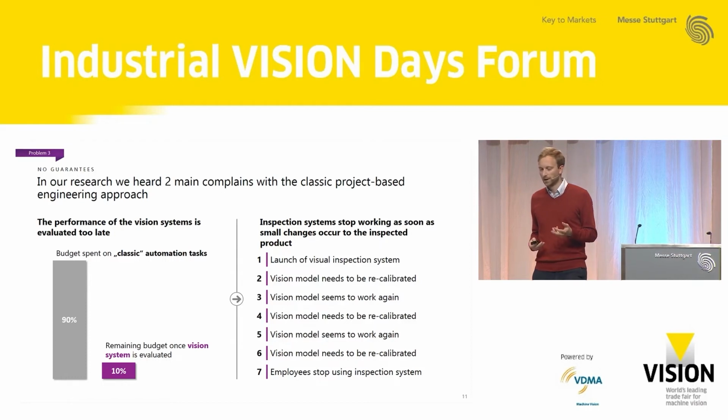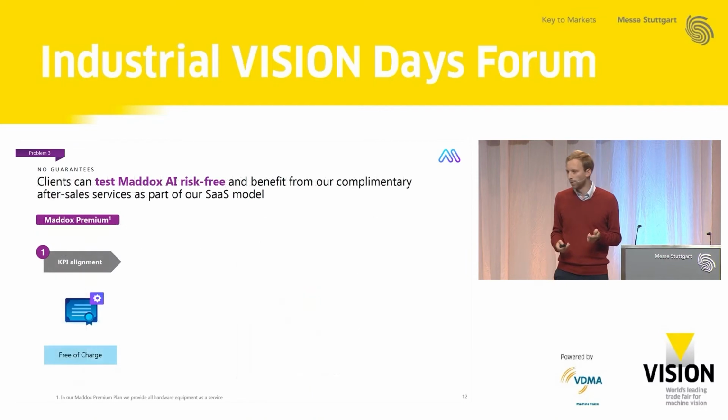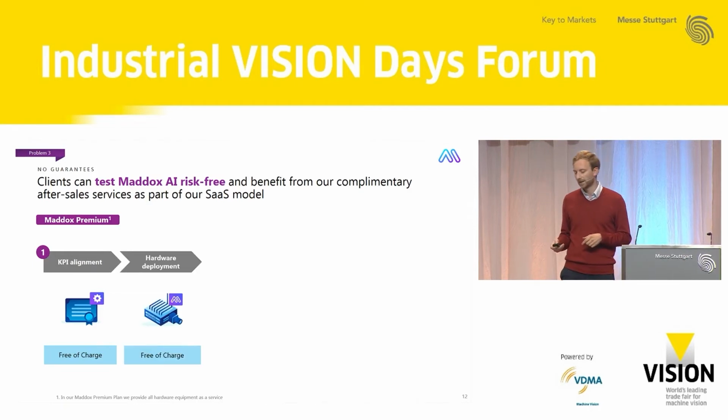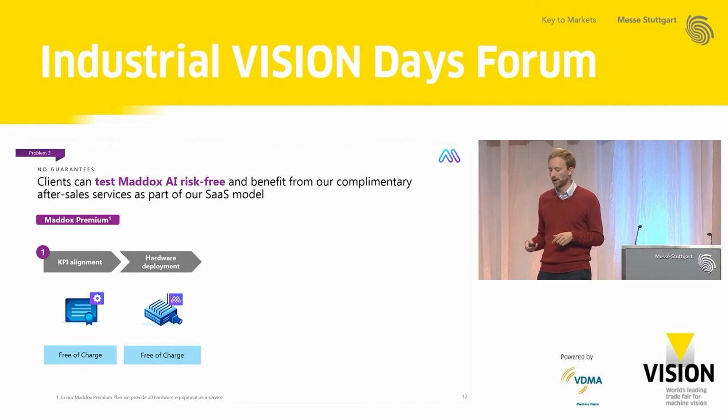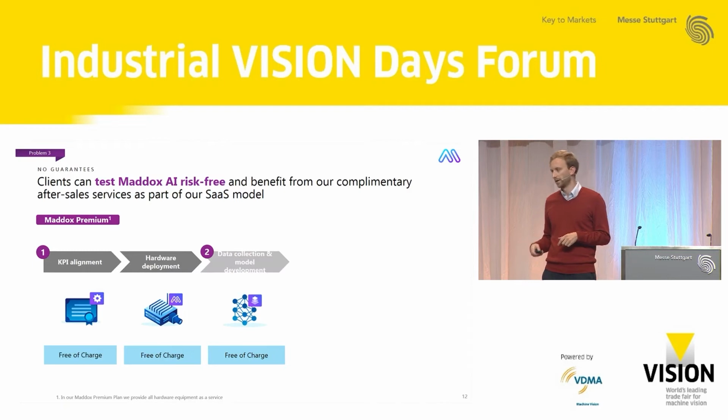So how we try to tackle this problem is we guarantee a certain performance, and we also tie our financial compensation to this performance. How does it work? In the first step, we align on the performance KPIs that we need to achieve. So what is the inspection accuracy? What is the cycle time requirement? In the second step, we then deploy our own hardware at the shop floor of the client. We then use this hardware to collect data, label the data, as shown earlier with the digital assistants, develop our model with the help of this data, and then have a very transparent evaluation phase.